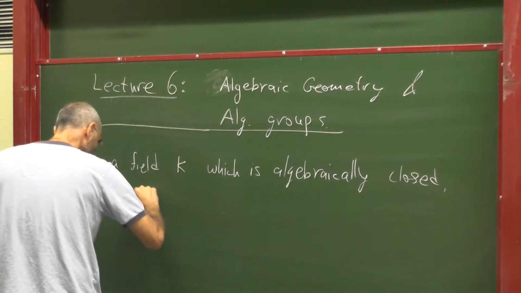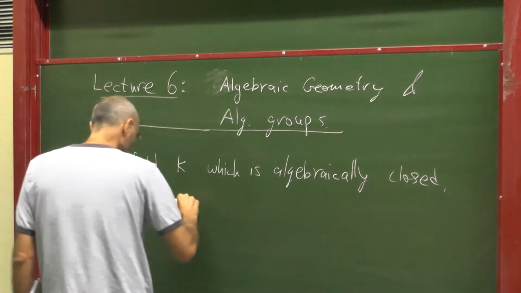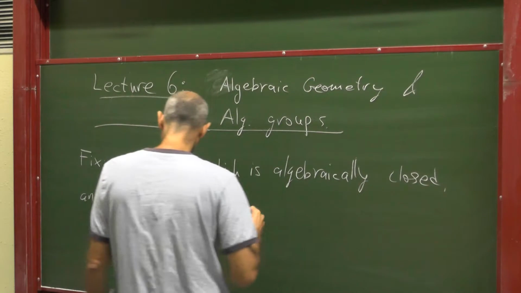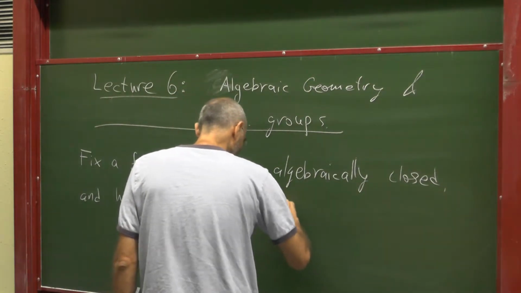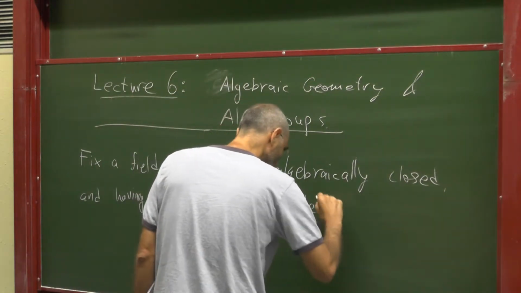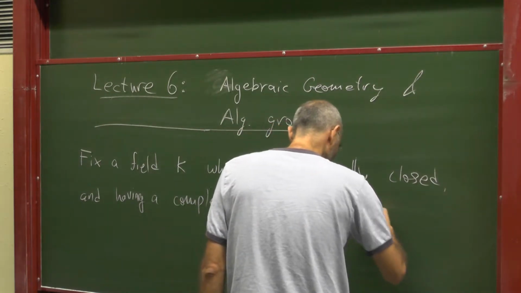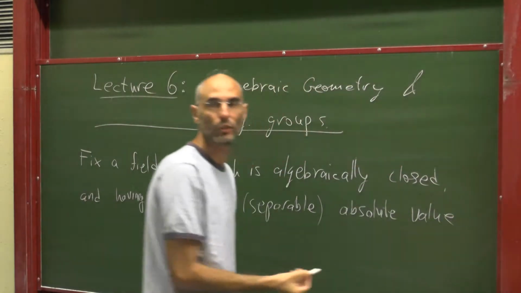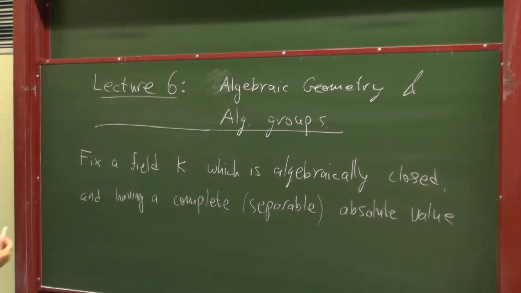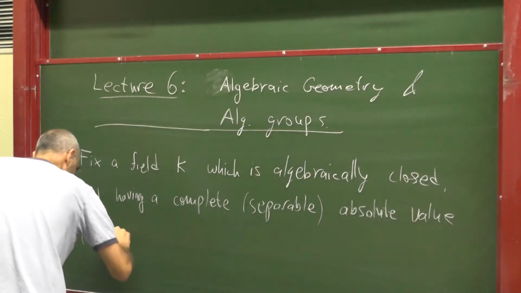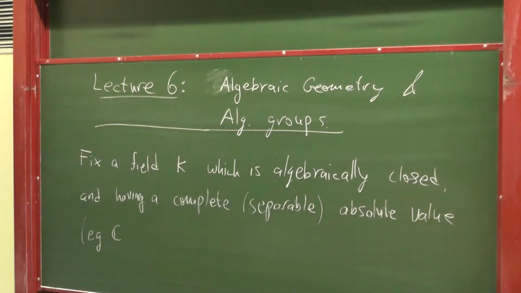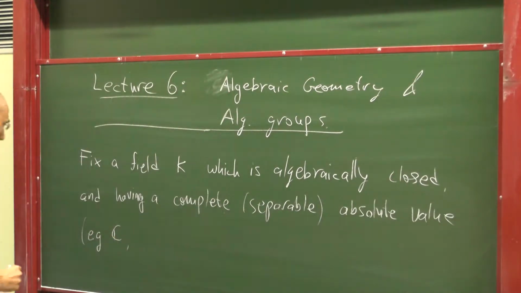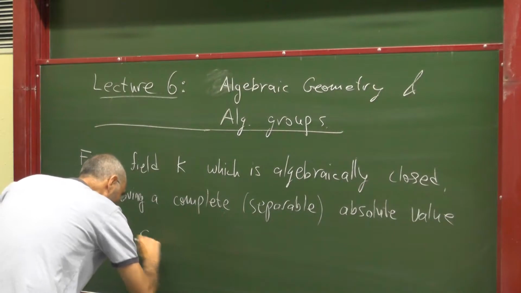Having a complete separable absolute value. So actually it will not come about much in the talk, but this is what I want to think of. Maybe the only example we know is C for this, but there are others, so I just want to keep this in mind. For example, one can consider Cp.